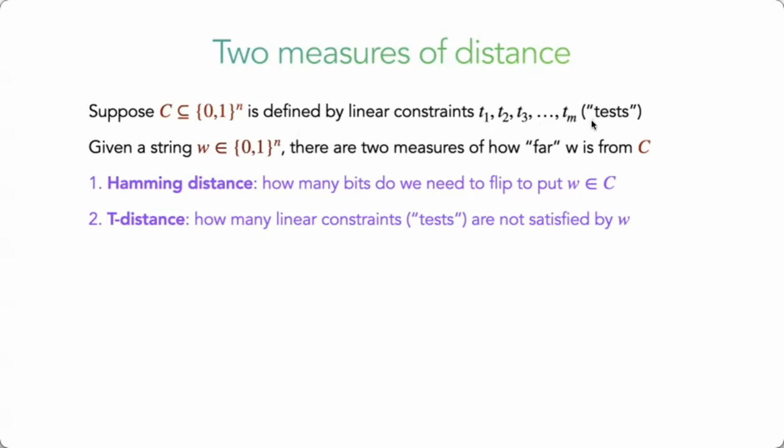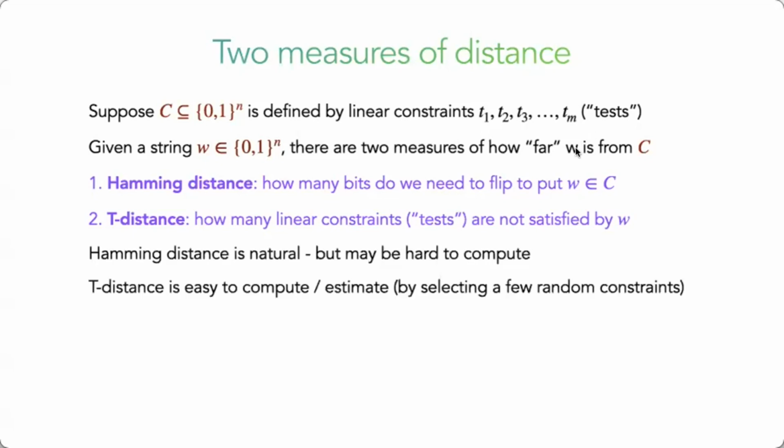I forgot to add it here in the word test. I maybe should have written local tests, because the case that we really care about is when each of the Ti is actually a very low support vector. It only looks at a few bits. So say T1 is just 3 ones somewhere and zeros everywhere else. To check if a word satisfies T1, I only need to read 3 bits in the word. So this is what I have in mind: the Ti are very sparse vectors, local tests.